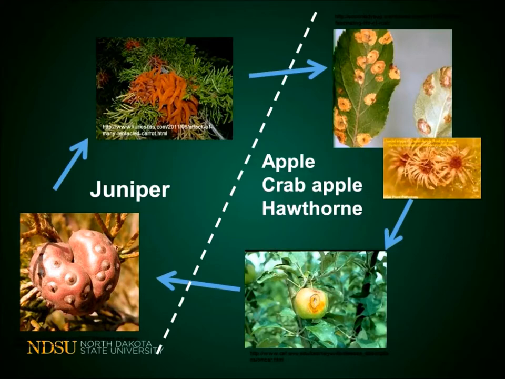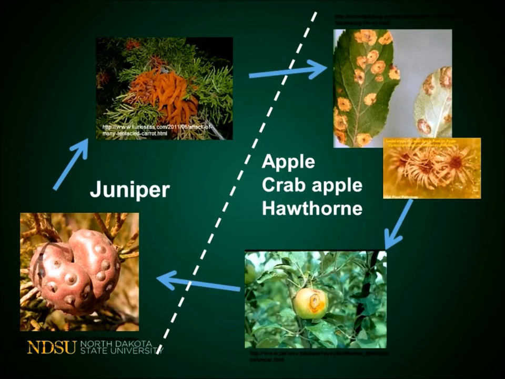A lot of the time you can see, so those jelly-like structures are only visible in the spring when things are really wet. They dry up and fall off, but what you can see are these woody galls, which is on the lower side of the screen underneath the word juniper. Those woody galls are present on the juniper plant all year long, and you can see them. That's what produced those orange jelly-like structures.